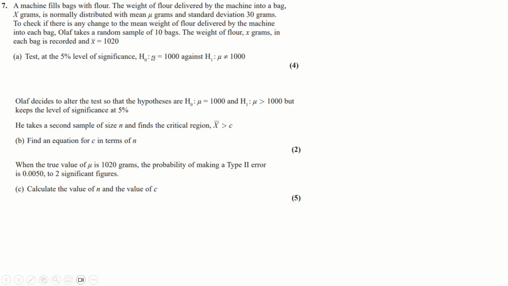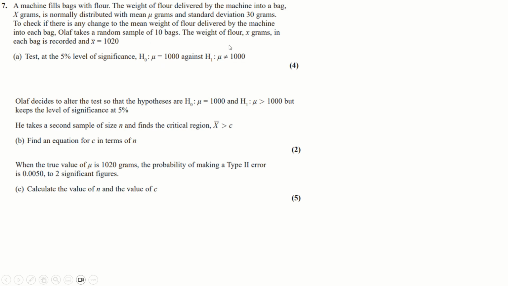Question number 7 then, a machine fills bags with flour. We've got a mean mu and standard deviation 30. Going to check if there's any change to the mean. So take a sample of 10, and the mean of that sample is 1020, and we're going to test at 5% whether or not the mean is likely to be 1000 or not.